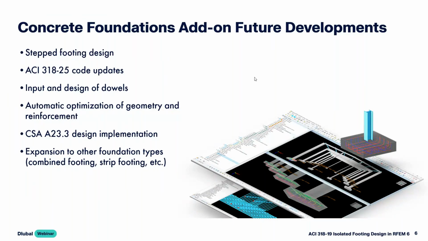We do want to also extend this to include the Canadian code, the CSA A23.3, as well as other foundation types. So in the future, you can expect these other foundation types like combined footing, strip footing, and so on. But for now, this is a good summary of what is possible with the isolated footing design.